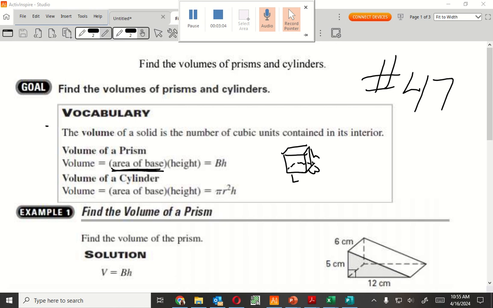Now, volume of a cylinder: area of the base. There's my base. That's my radius. So the area of this times the height, which goes up. So my base would be this down here, and then times the height going up there. So we have the formula for each of these, and I tried to explain what it is here. So, easy. No worry.